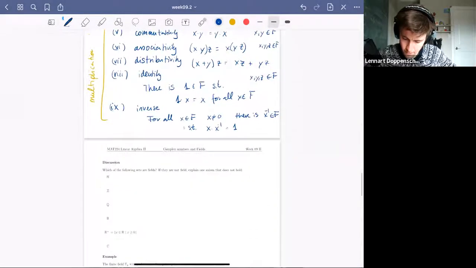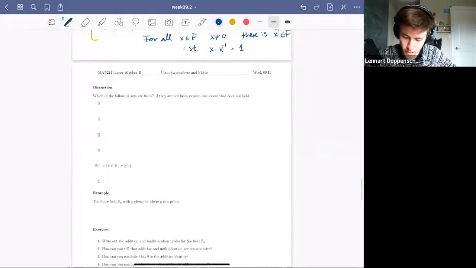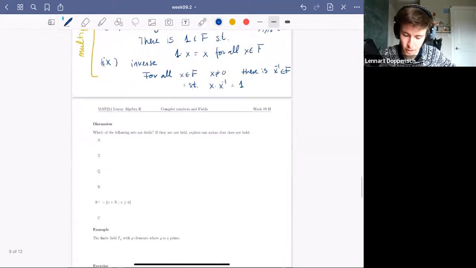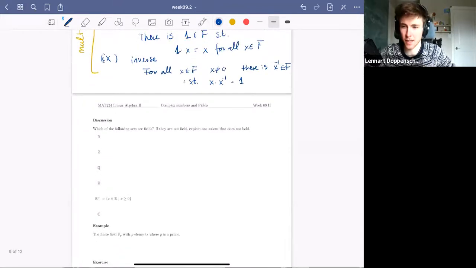So now let's have a discussion. Which of these are fields? Where multiplication and addition is defined in the usual way, like the obvious way that you've probably been using since, I don't know, when you learned multiplication? Middle school, I suspect.